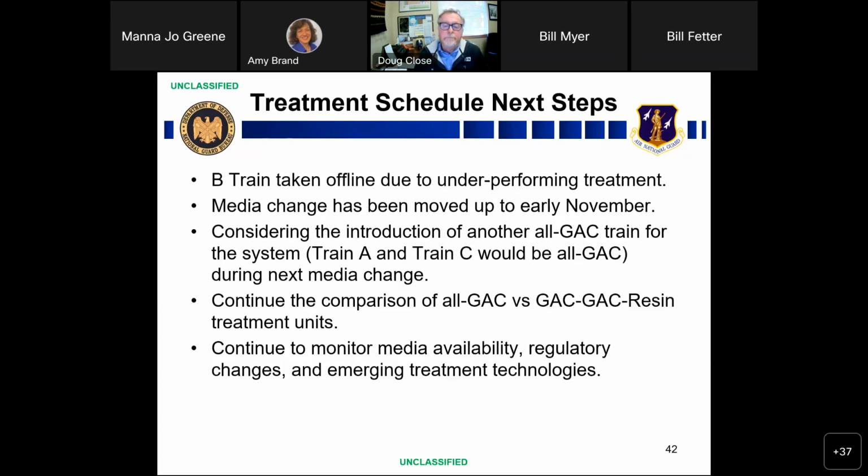So we'll continue to monitor media availability, what we'd like to do with the media, any other new regulatory changes that might be coming, and we're continuing to keep our eye on emerging treatment technologies.